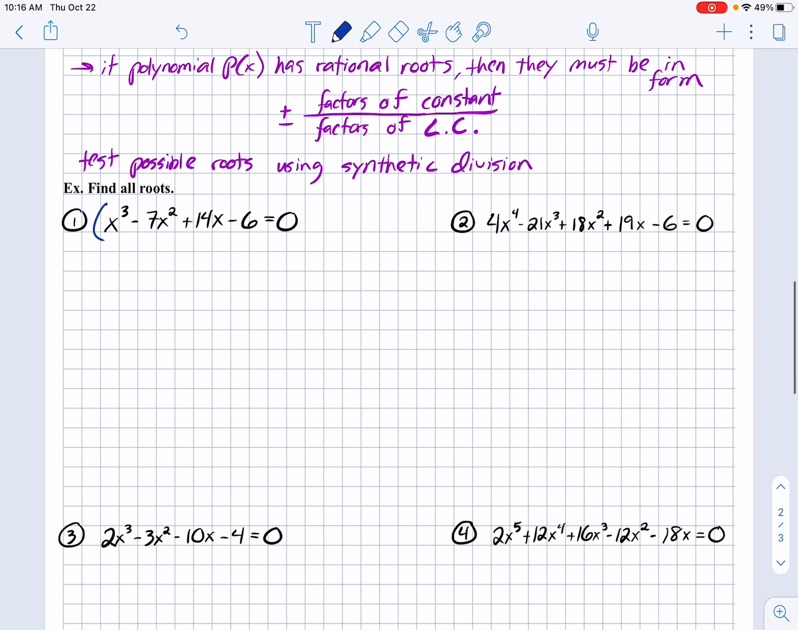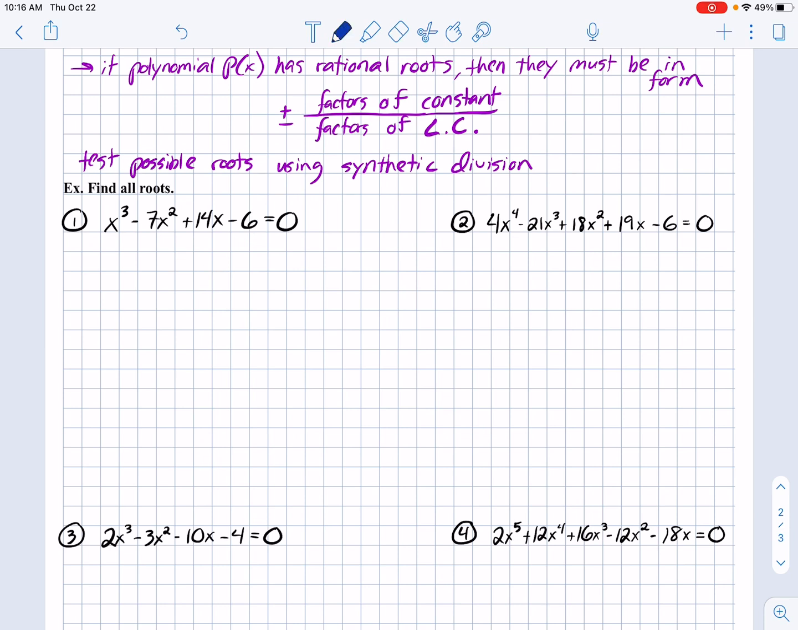We want to find all of the roots. Well, first see if grouping works, right? You're going to see really quickly it doesn't. We can take out an x squared. We're left with x minus 7. We can take out a 2, but there's no way we're going to be left with x minus 7, so grouping does not work. So instead, we need to use the rational root theorem.